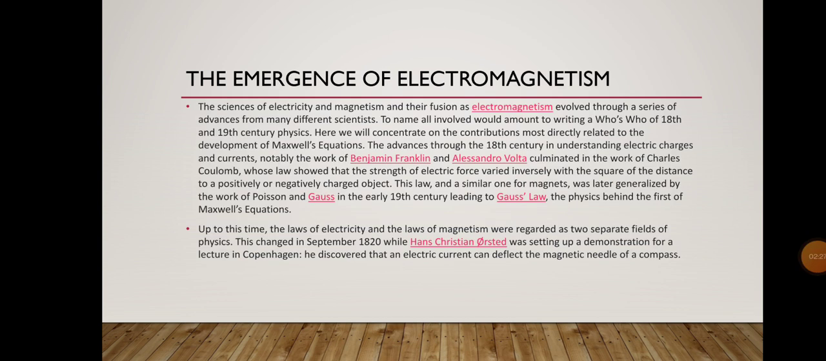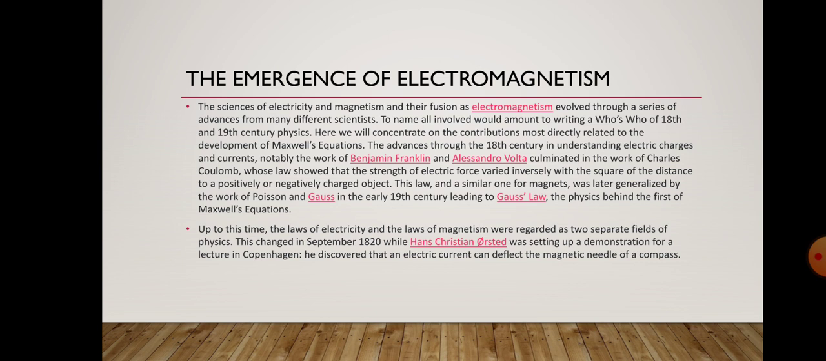The emergence of electromagnetism. The sciences of electricity and magnetism and their fusion as electromagnetism evolved through a series of advances from many different scientists. To name all involved would amount to writing a who's who of 18th and 19th century physics. Here we will concentrate on the contributions most directly related to the development of Maxwell equations.